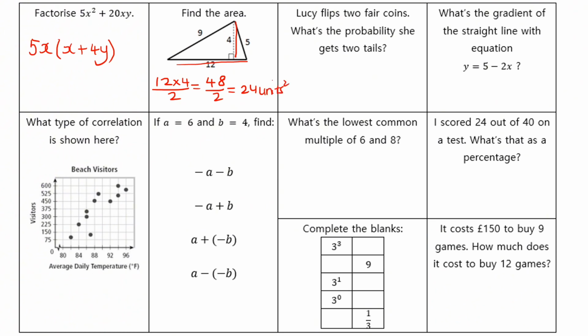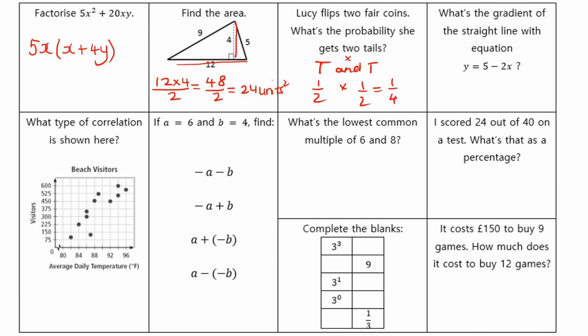Lucy flips 2 fair coins. What's the probability she gets 2 tails? So tails and tails is what we're looking for. So 'and' in probability means times. I've got half a chance to get tails, so that's going to be half times half, which is 1 out of 4.